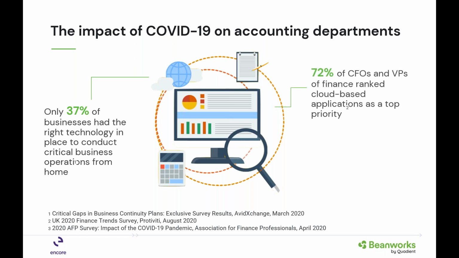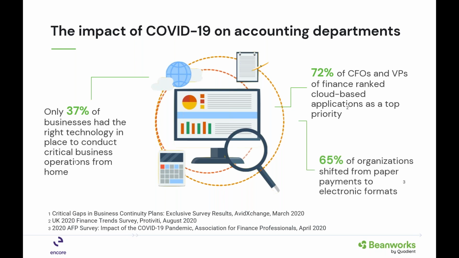Prior to the start of the pandemic, many businesses were still resisting digital transformations, with many leaders wanting to still physically sign off on checks and keep their processes the way they were. However, by August of last year, businesses were forced to put an end to their paper-based systems, with 72% of CFOs actually ranking cloud-based applications as their top priority. According to another survey from the Association for Finance Professionals, in the first 2 months of the pandemic, 65% of organizations had shifted from paper-based payments to electronic formats.